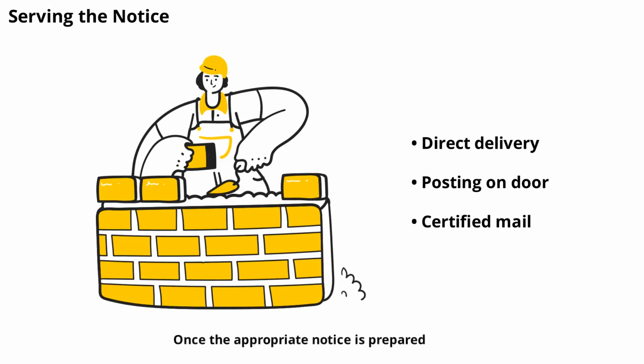Once the appropriate notice is prepared, it must be properly delivered to the tenant. This is called serving the notice. Methods of service can include handing it directly to the tenant, posting it on the door, or sending it via certified mail. Local laws dictate which methods are acceptable and how proof of service should be documented. Proper service is critical. If the notice isn't delivered correctly, the eviction process may be delayed or dismissed in court.